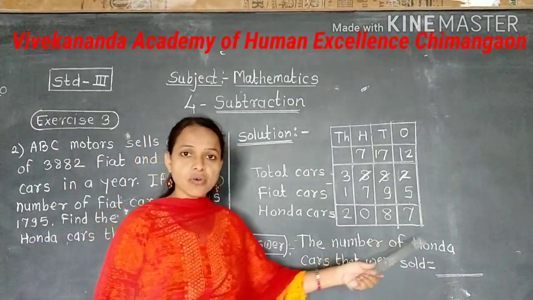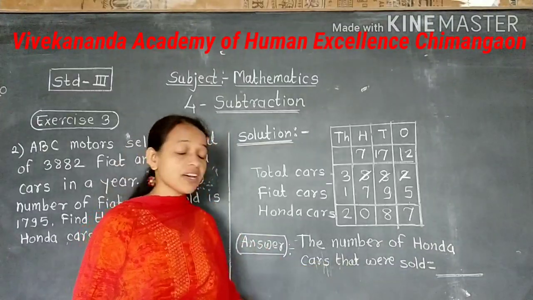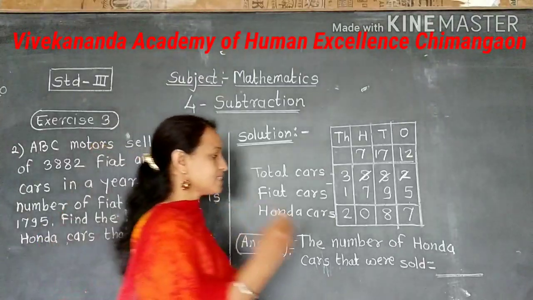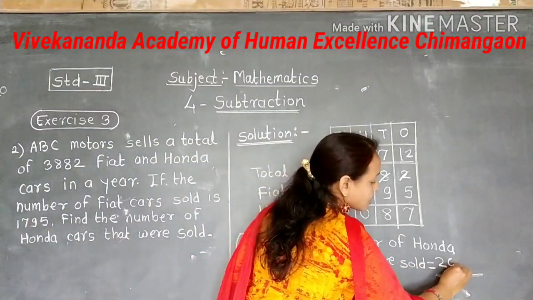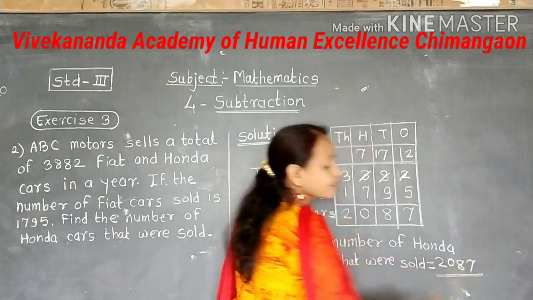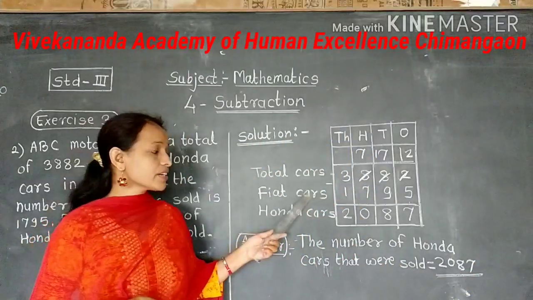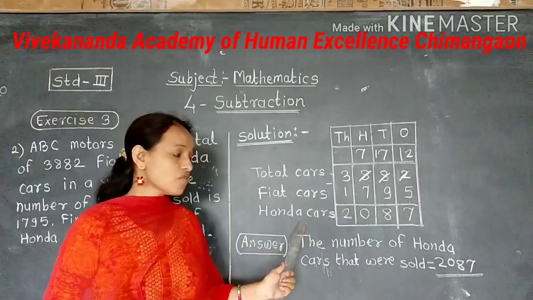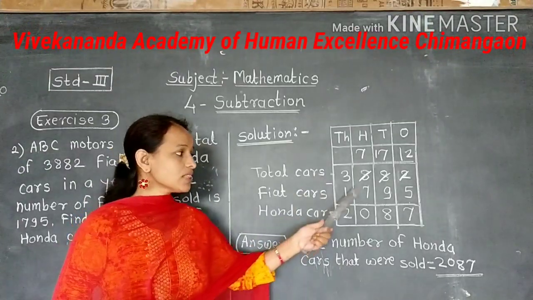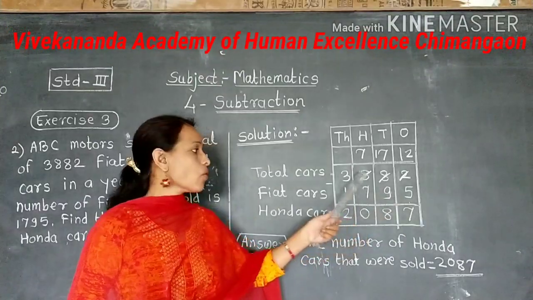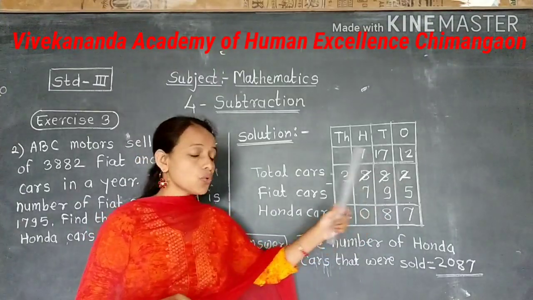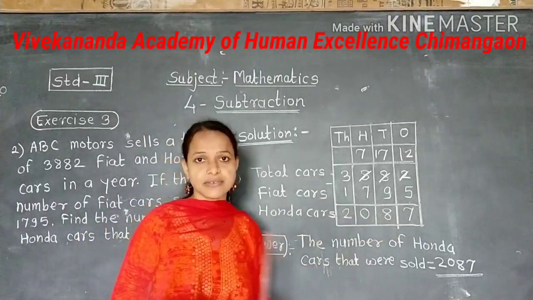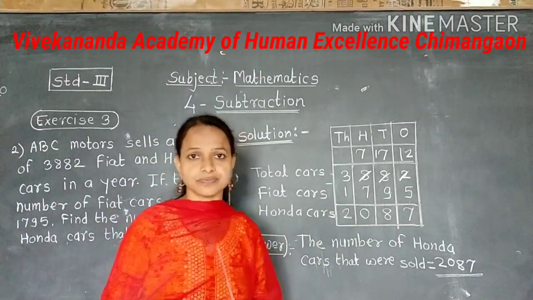So finally, how do we write the answer? The number of Honda cars that were sold: 2,087. So that is our answer. We subtract the Fiat cars from the total number of cars to get the number of Honda cars. That is, subtract 1,795 from 3,882. We got the Honda cars, 2,087, and that is our answer.